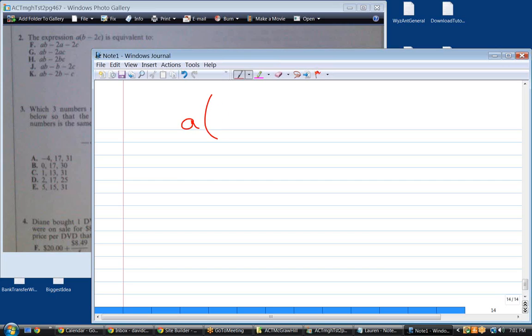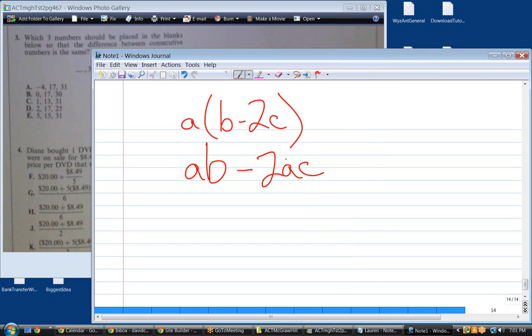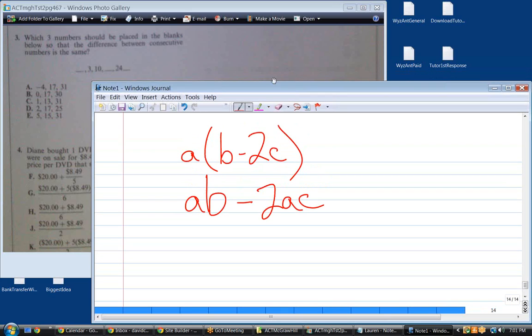So A times B minus 2C. Distribute that for me. That's all it's asking you to do. It's the equivalent of what? AB minus 2A. See? Is that answer on there? Yeah. Okay, that's it. Like the easier ones. Yeah, really.